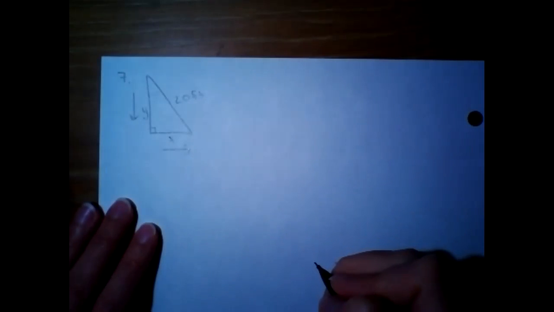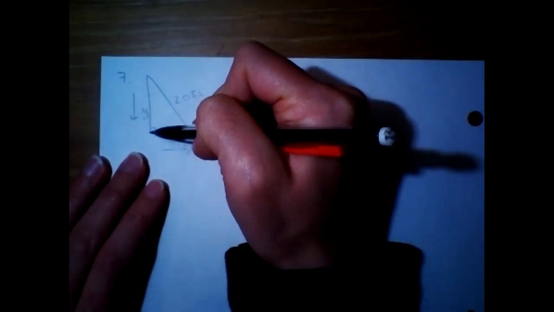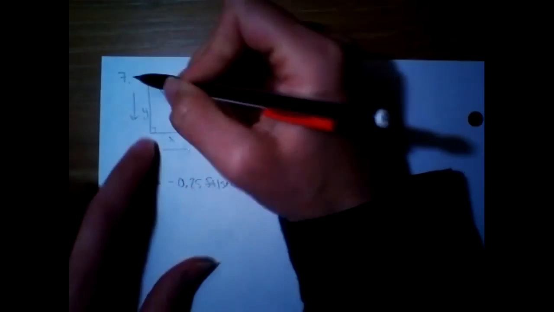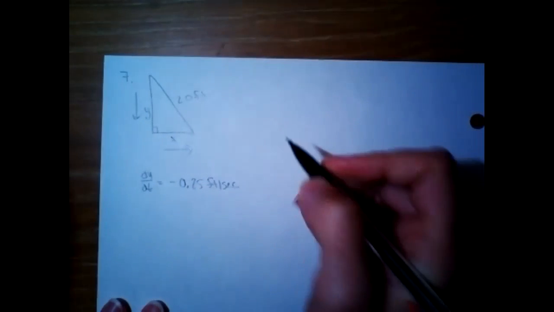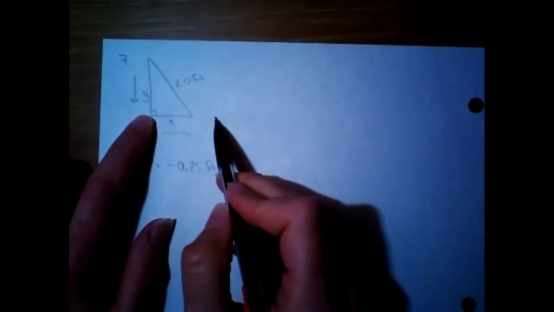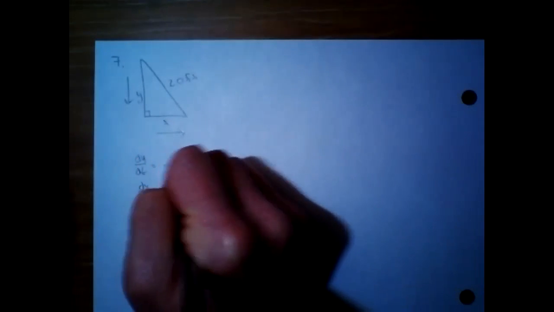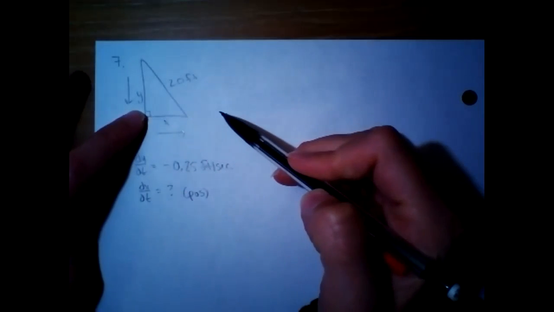And so it says the ladder is sliding down the wall at 0.25 feet per second. So that's the rate for the ladder sliding down, so dy/dt is negative 0.25 feet per second. It's negative because the top is sliding down, so that distance is decreasing. And we're asked to find the rate of change of the bottom moving away from the wall, so we're looking for dx/dt. And that will be positive because the bottom is moving away from the wall, so that distance is increasing.